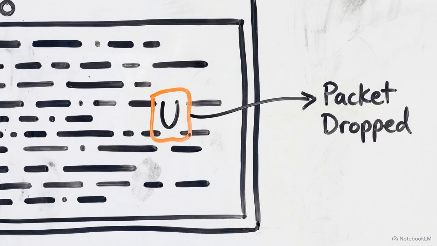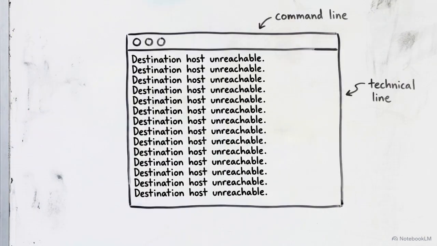The U signifies that an error protocol data unit was received by the source, explicitly stating destination unreachable. Each subsequent period indicates that the ping utility timed out while waiting for a reply that will never arrive. A Windows OS terminal interprets the exact same physical failure by displaying the explicit text, destination host unreachable.